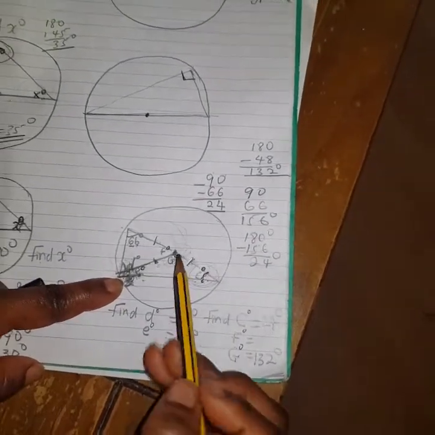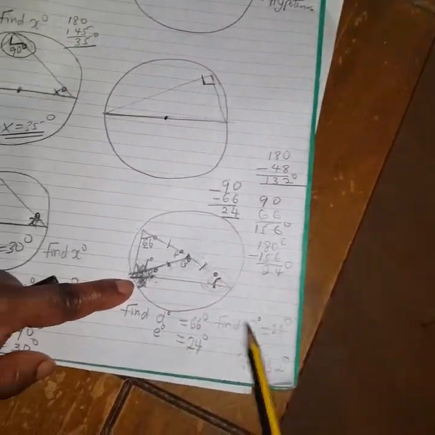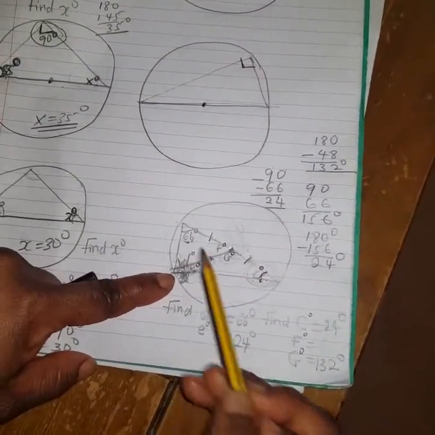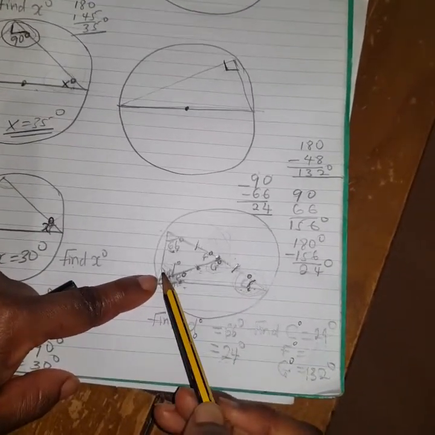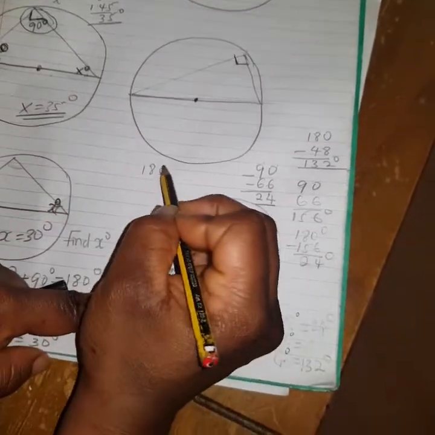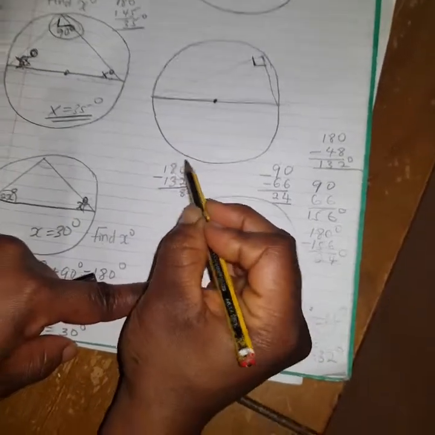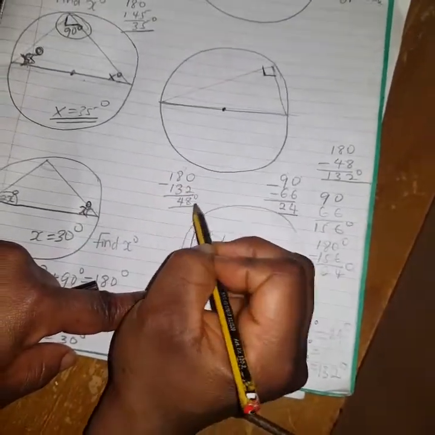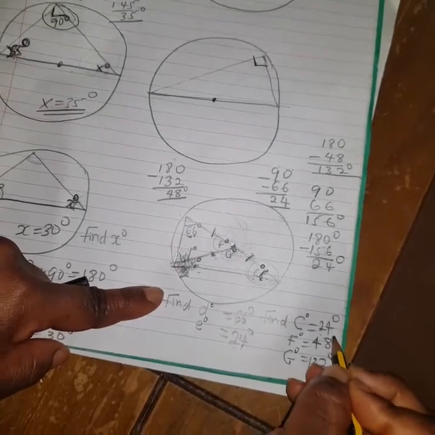All right, so now if my G is 132 degrees, remember this is 66 here. D here was 66 as well, which is 132. To get my F, I'm going to do 180 take away 132 degrees. So that's 48 degrees there. So my F there is 48 degrees.